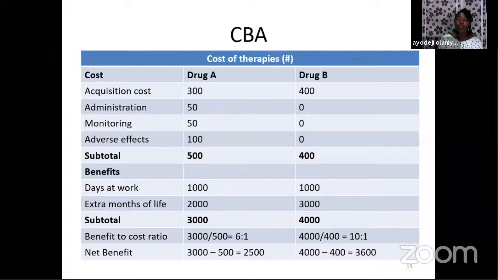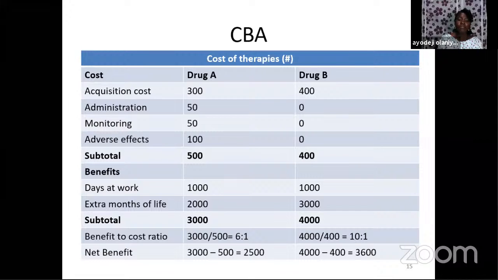To calculate the cost-benefit analysis, the benefit to cost ratio would be done. That's dividing the benefits by the cost. So for drug A here, we have 3,000 divided by 500. It gives us a ratio of 6:1. For drug B, we have the benefits being 4,000 divided by the cost being 400. So the ratio gives us 10:1. So that's the way, one of the ways that cost-benefit analysis can be calculated.